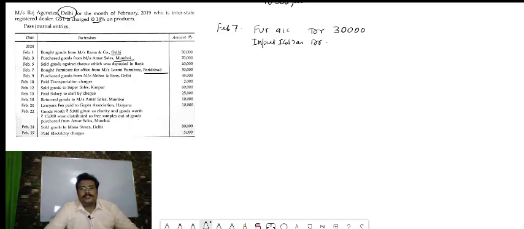So input IGST account debit 30,000, 18% will be 5,400. Okay guys, now it is what? It is also a credit transaction. How can we say? Because Mrs. Lakshmi Furniture name is given but the cash word is not given. So to Mrs. Lakshmi Furniture, how much bacha? It will be 35,400. Now Feb 9. Feb 9 is what?